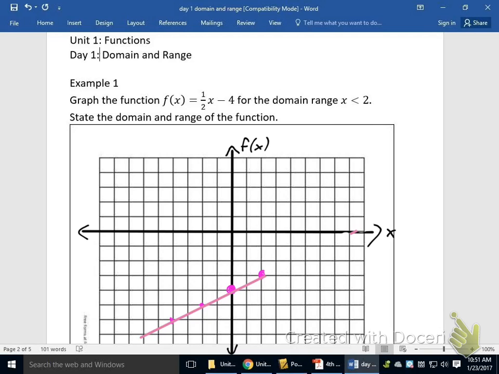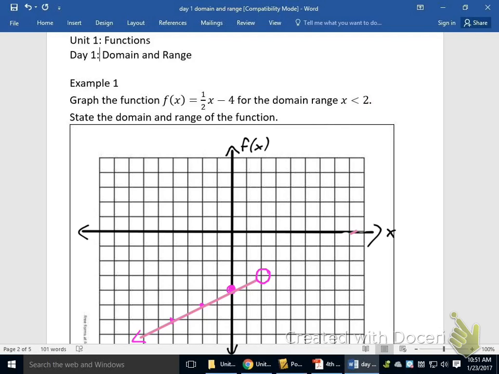Now, as far as the 2 goes, it cannot equal 2. It said less than 2, not less than or equal to. So at the 2, I'm actually going to erase it and put an open circle there. Now, I have a corrected graph, and it does continue going down and to the left forever. This is what the function should look like for this domain restriction.